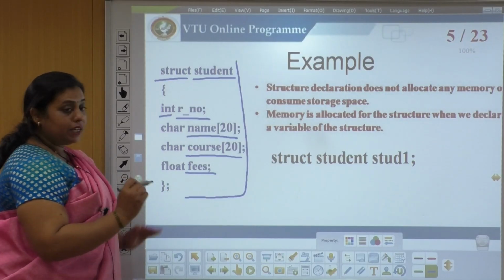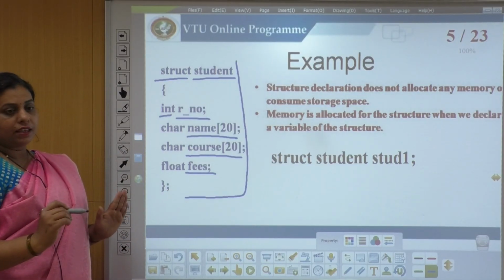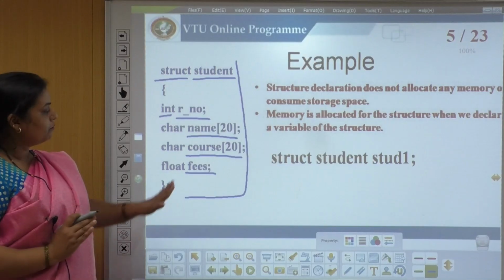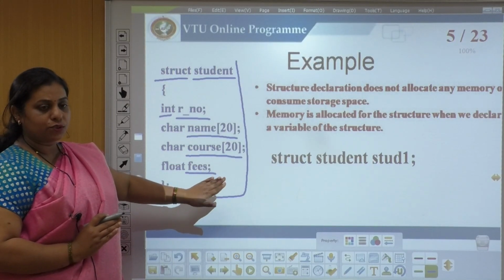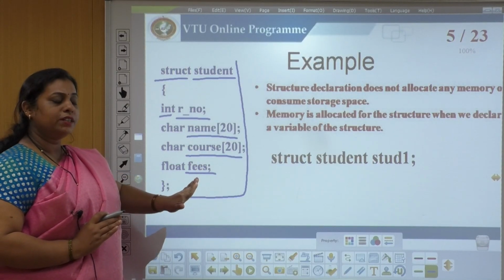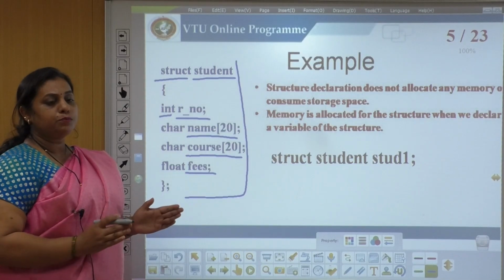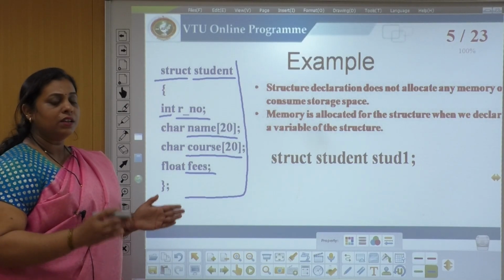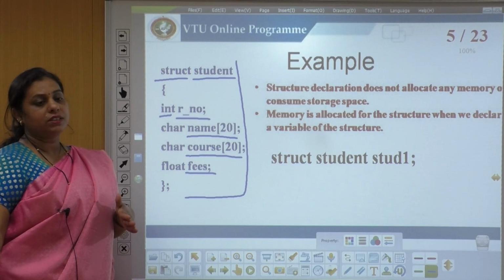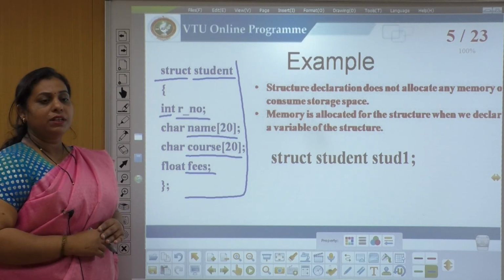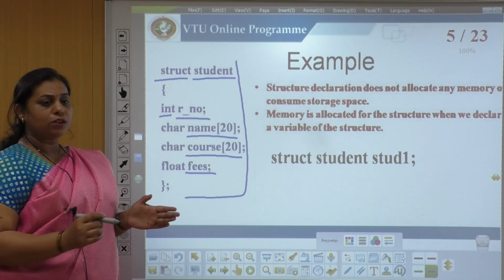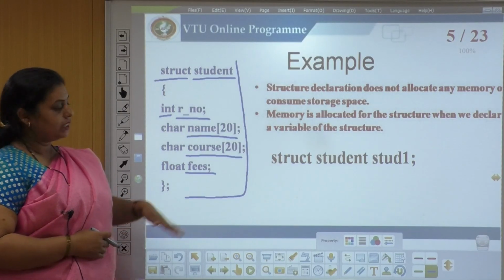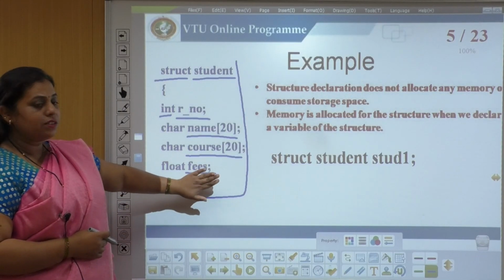Only a template is given to the compiler saying that my structure will look like this. It is as good as drawing the blueprint of your house on an A4 size paper. It need not require actual land of 30 by 40 site to build that particular building. I am just having a blueprint of my building structure. It is the same way: the memory is not required.